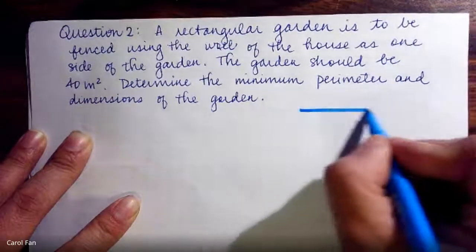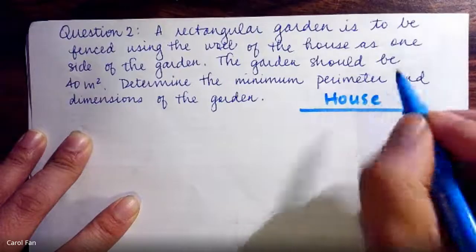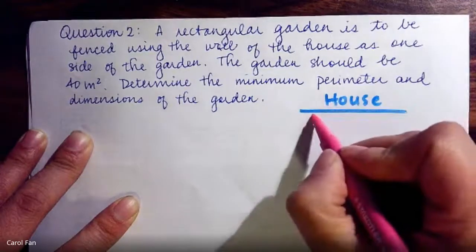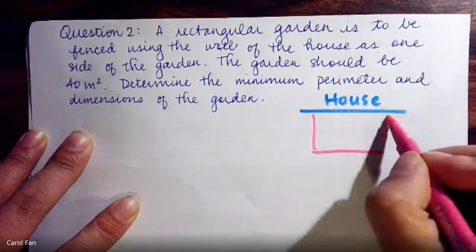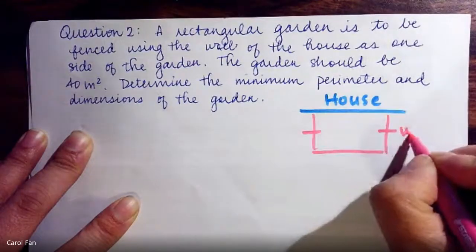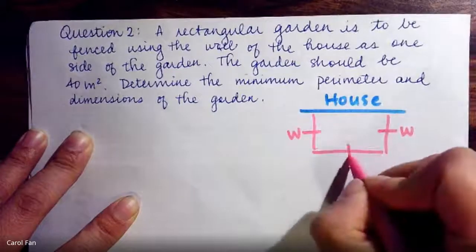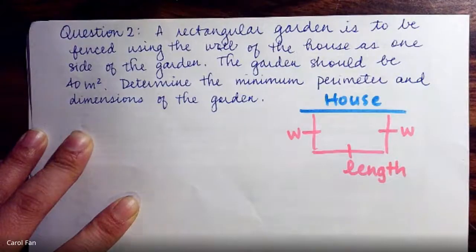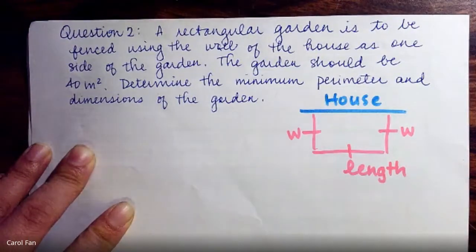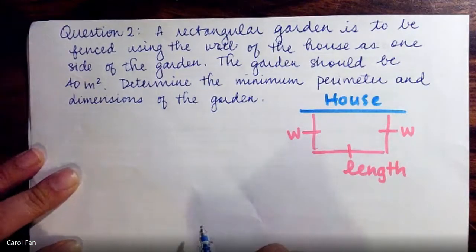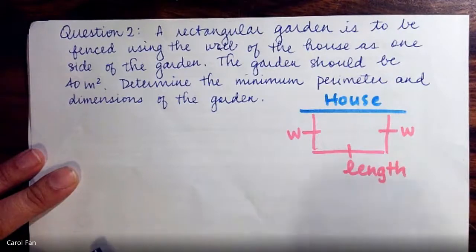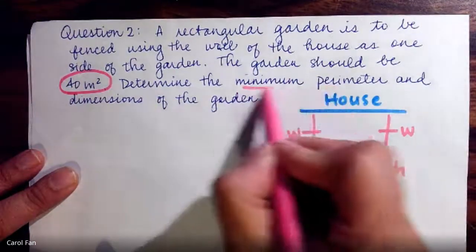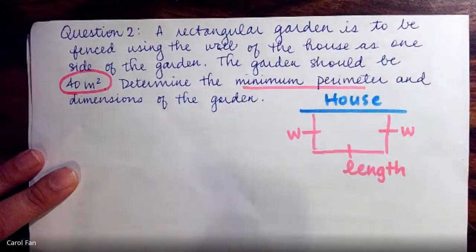Now, first of all, we have our house, and the house is going to be one side of the fence for our garden. So that means I'm going to have some sort of shape here where I have the width, two widths that are the same, and this is going to be our length. Now first, we are going to create our equation for area and perimeter. They've told us in this question that the garden has to be 40 meters squared. Determine the minimum perimeter. So we are optimizing the perimeter now.